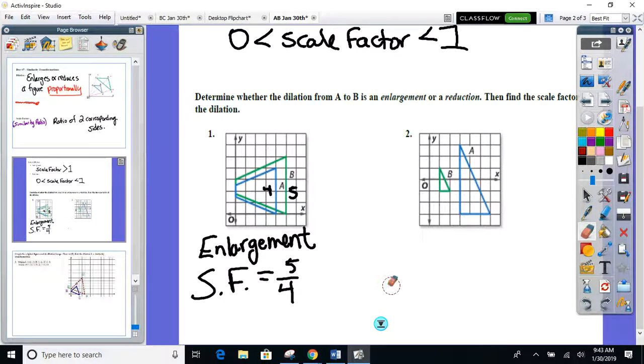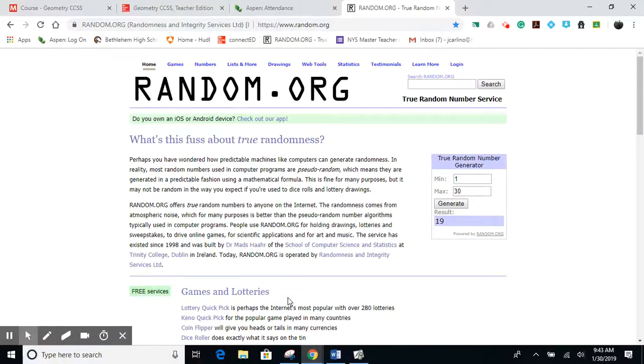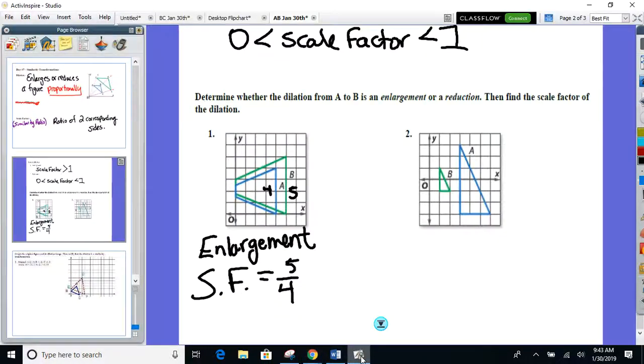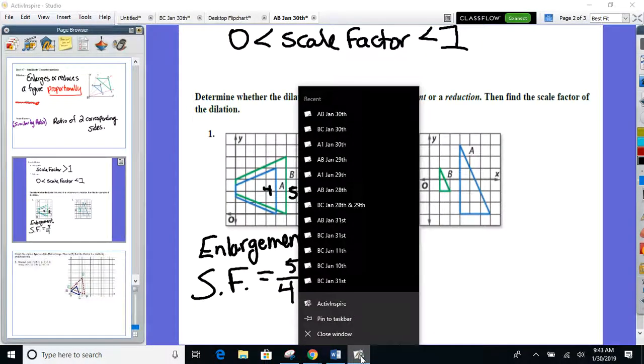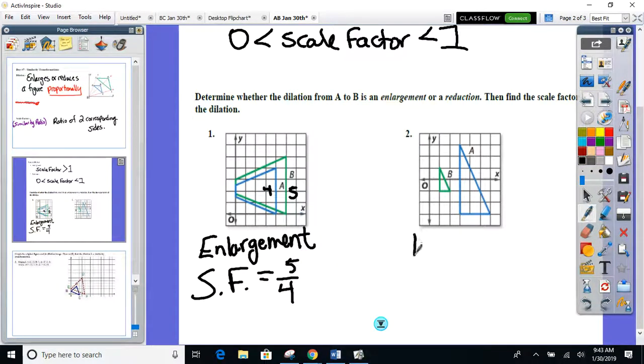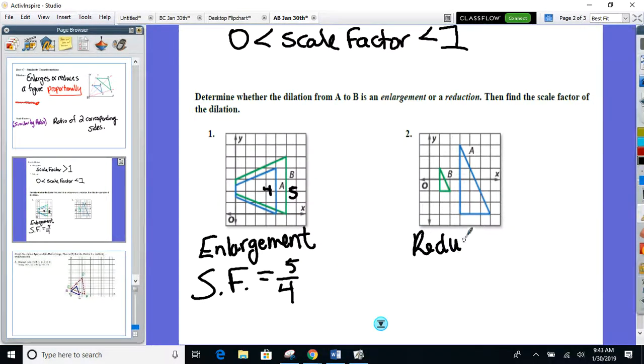All right, next up. A to B, enlargement or reduction? 6, what do you got for me? Got it. It is a reduction. So your scale factor should be between 0 and 1. So pick 2 corresponding sides, see if you can count them.